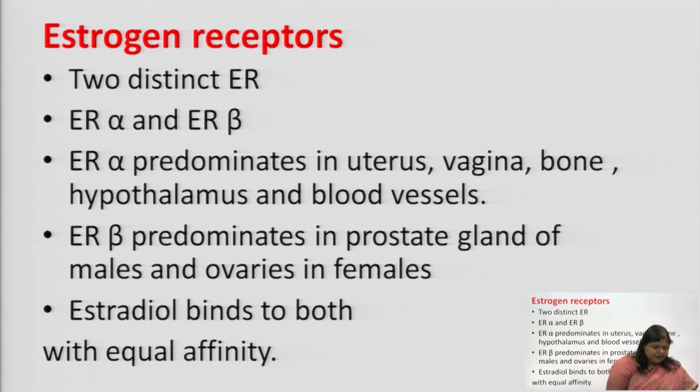And estradiol binds to both receptors with equal affinity. We know that in males also, since it is expressed in the prostate gland, testosterone is also converted into estradiol. So this estradiol has equal affinity for both receptors, estrogen receptor alpha as well as beta.